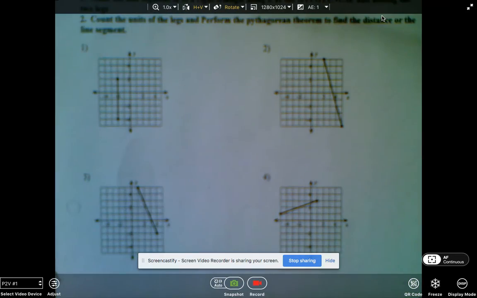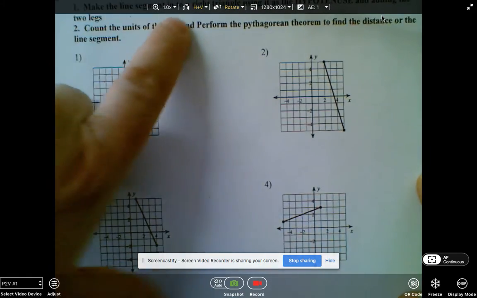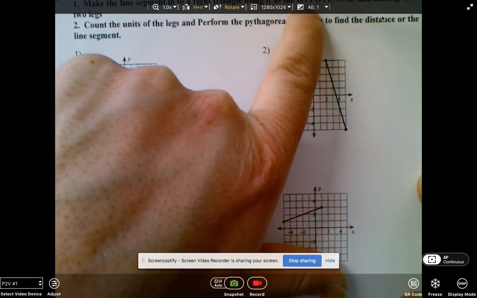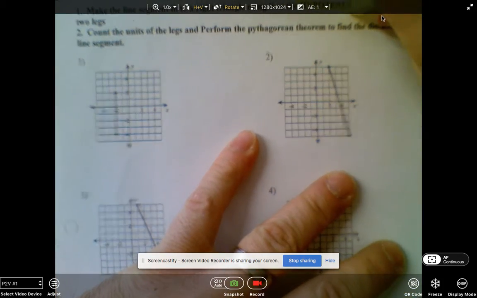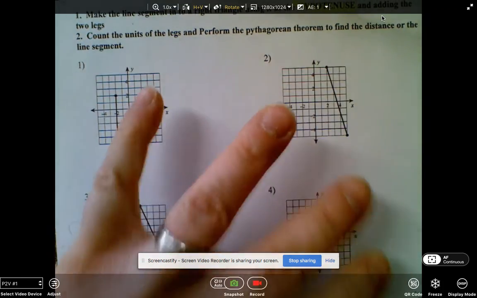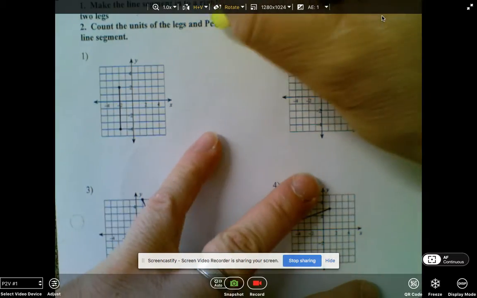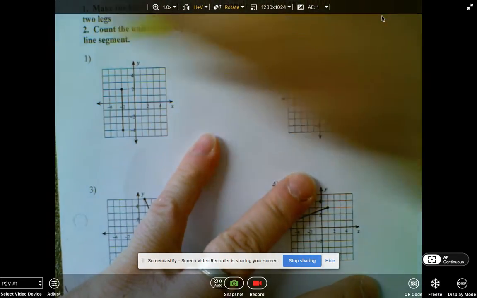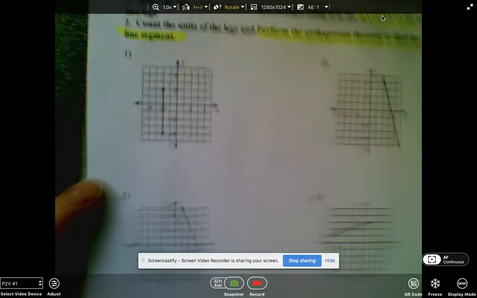So the steps are pretty simple. You use the 2 points or the line segment to form a right triangle using the line segment as the actual hypotenuse. So it's always a missing hypotenuse question. And then count the units of the leg and perform the Pythagorean theorem to find the distance of the line segment. So we'll start with number 1.